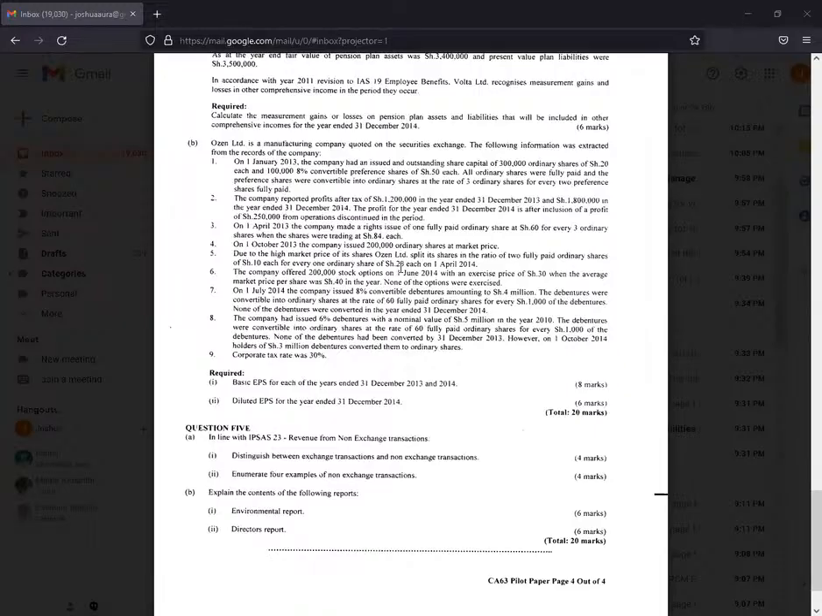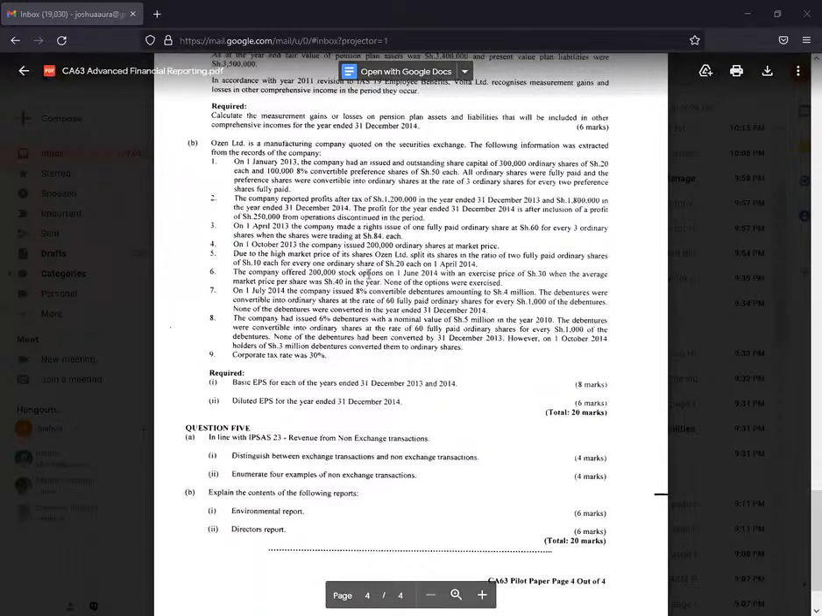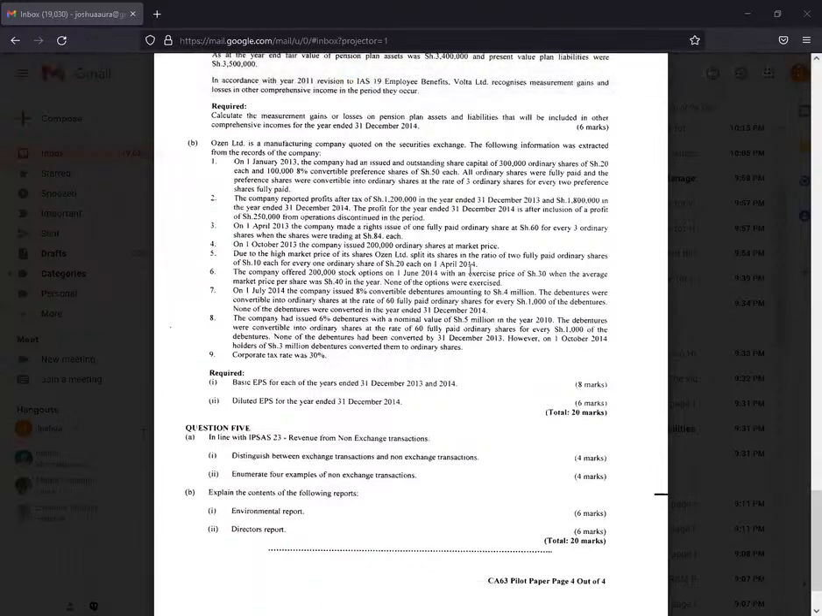So due to the high market price of its shares, PSH Limited split its shares in the ratio of 2 fully paid ordinary shares of shillings 10 each for every one ordinary share of shillings 20 each on 1st April 2014.